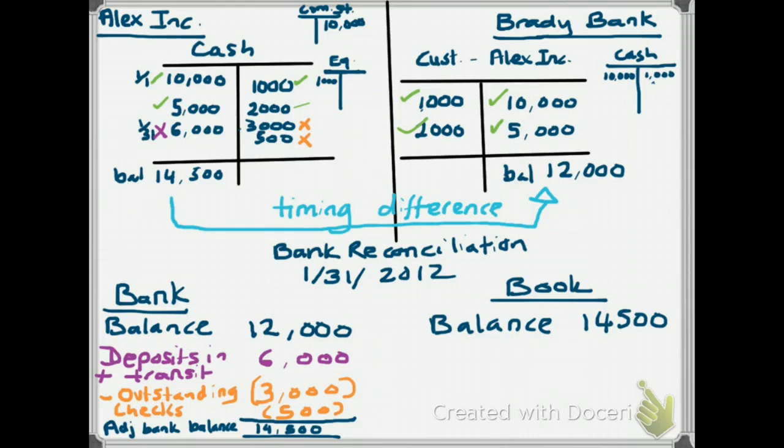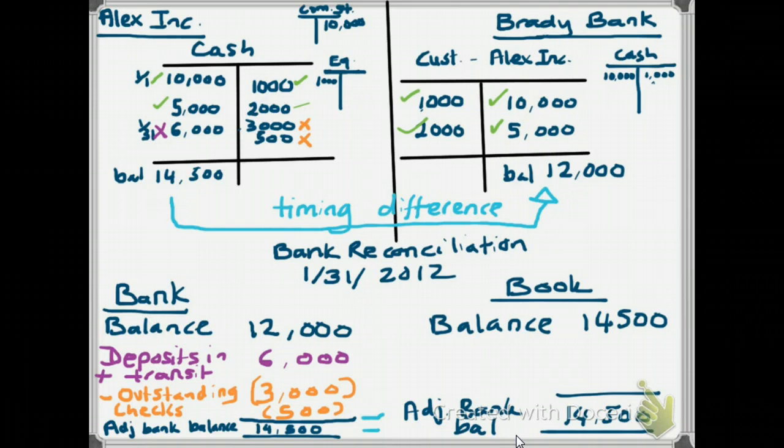But sometimes you find certain things such as bank charges that we would not know about until we receive the statement. So those would go on the side that is not, therefore those would be shown on the book side. Right now there's nothing that was there in the bank statement that was not there in our book, so our adjusted book balance is also $14,500. Now we've reconciled our bank statement, which means our adjusted bank balance and adjusted book balance are equal.